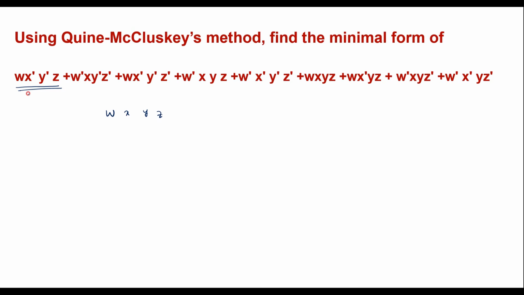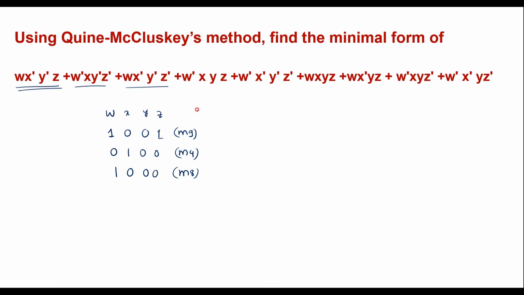Wherever there is a complement, write it as 0, and if there is no complement, write it as 1. So W is 1, X bar means 0, Y bar means 0, Z means 1. This corresponds to min term M9, 1001, the decimal representation of 9. Similarly, W bar X, Y bar Z is 0, 1, 0, 0, which is min term 4. Similarly, W X bar, Y bar, Z bar is 1, 0, 0, 0, which is min term 8.